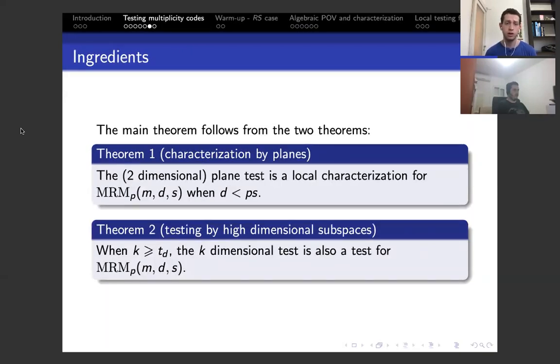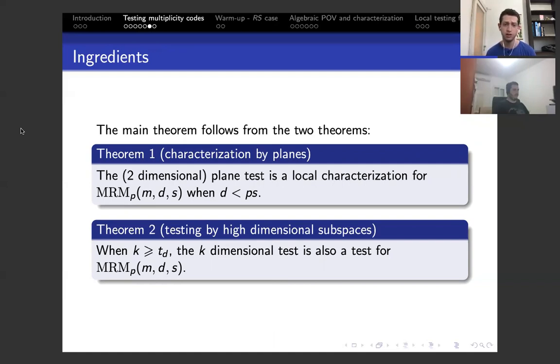We get this result by using 2 main ingredients. The first is showing local characterization. That is, we show that if a polynomial is of degree larger than d, then there exists at least one plane that tells us that its degree is larger than d.